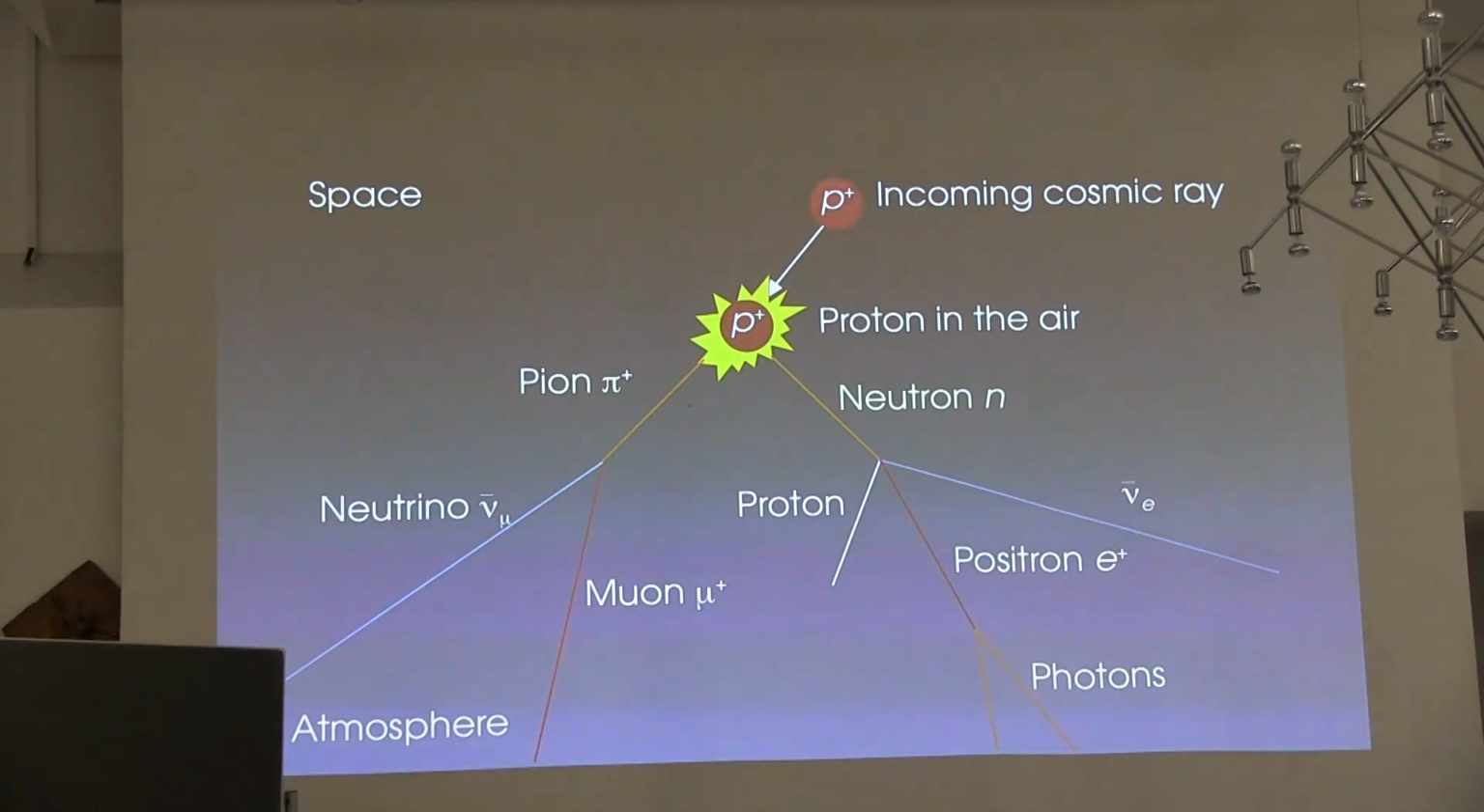So the goal here is to find out from what we detect at ground level, so from the end products of this shower development, what was the incoming cosmic ray energy, and what was the identity of the cosmic ray. Was it a proton or something heavier than that? And there are clever ways of doing that.